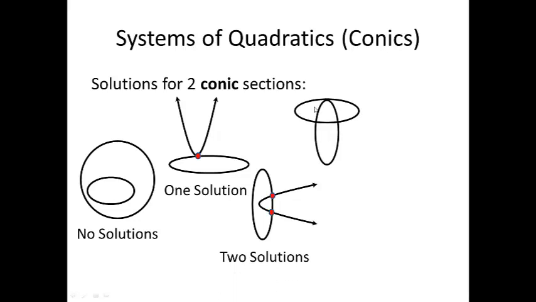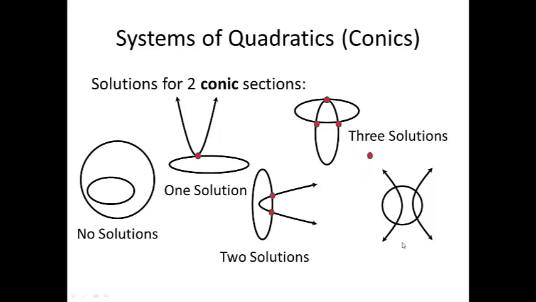Sure. Kind of like the Toyota logo. And is there a way to make four solutions? Yeah, if they cross like that, you have four. Are there more than four solutions? Not with two conics. Four is the maximum. You can have from 0 to 4.